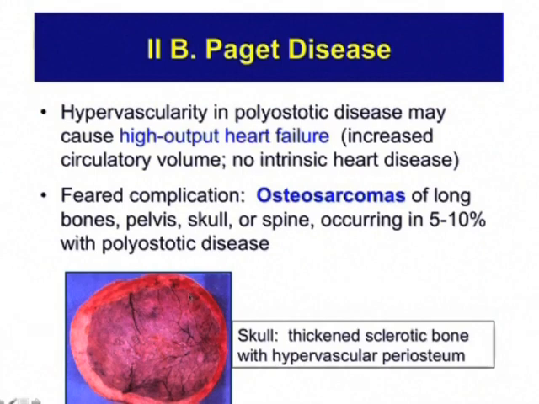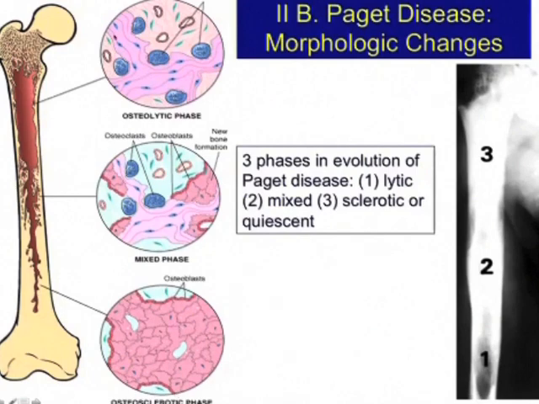Here you can see the cranium, it's thick, and the periosteum is showing you the hypervascularity. These are the 3 phases of Paget's disease. The first phase is the lytic phase. The radiograph is showing you that this way. The diagram is going from top to bottom. So in the lytic phase, you get too many osteoclasts.